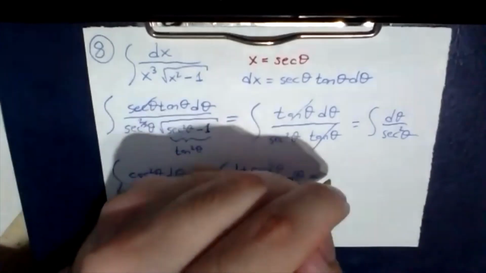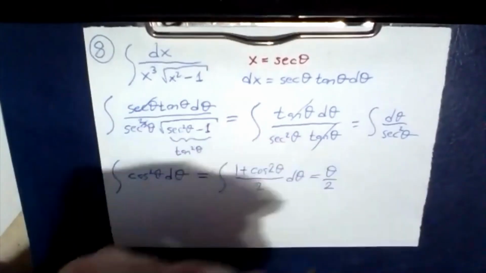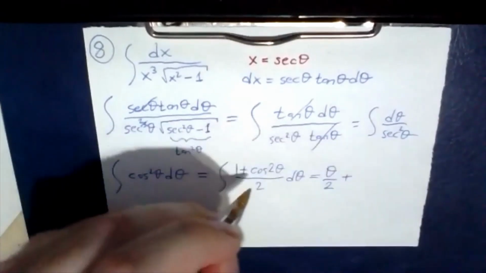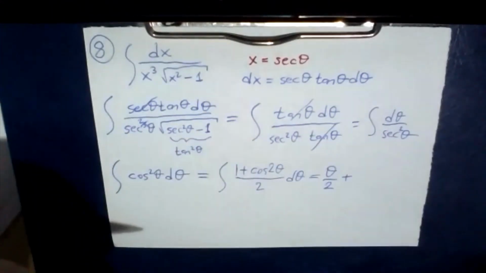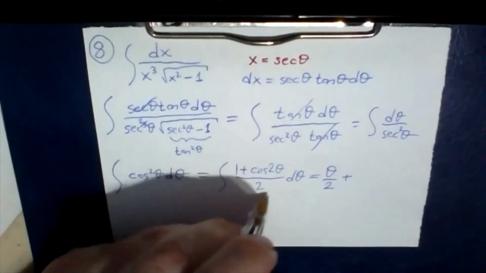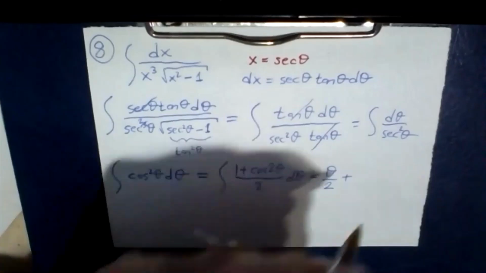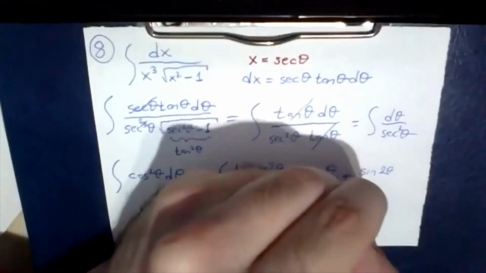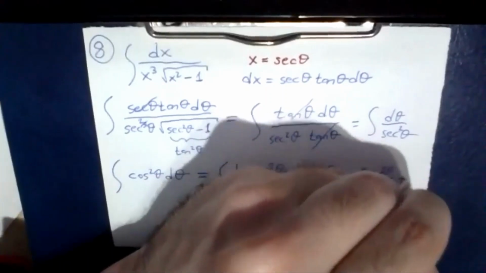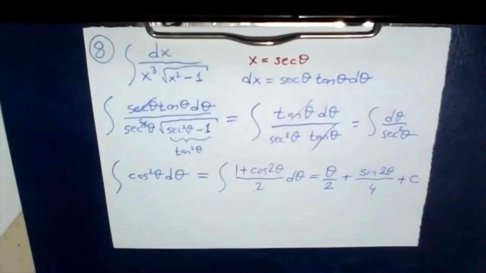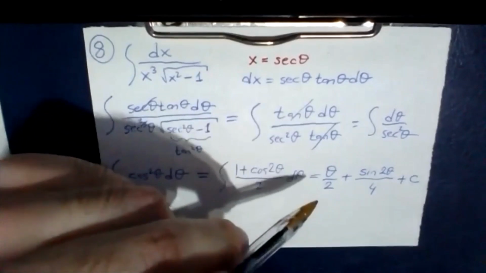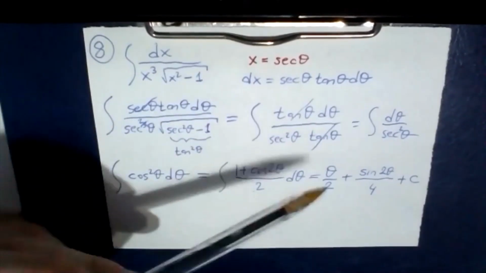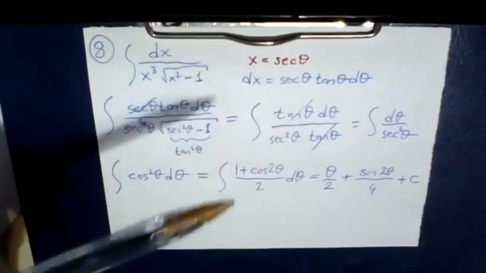Then the result of the integral will be theta over 2 plus the integral of cosine 2 theta, which is sine 2 theta over 2, but we have another 2 here. So sine 2 theta over 4 plus a constant c. Next, we should turn everything in terms of x.